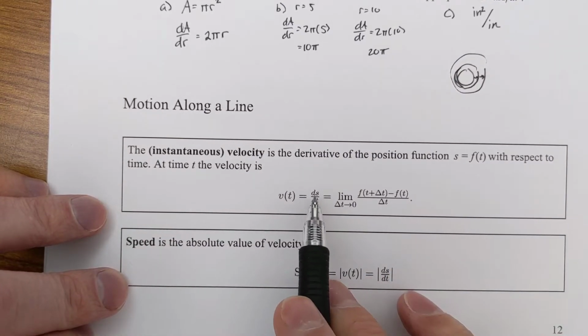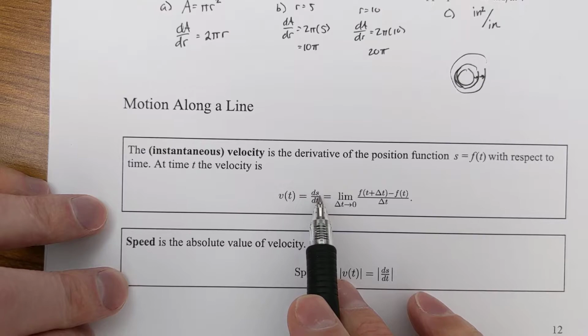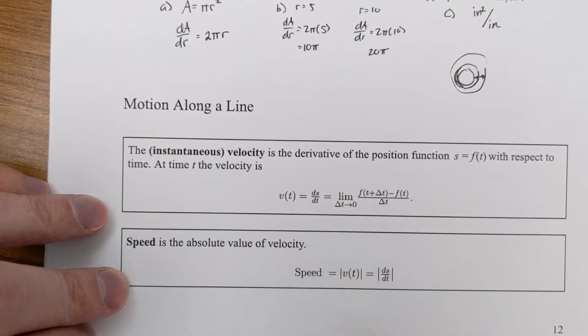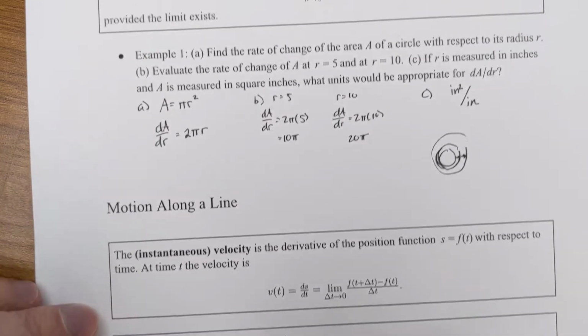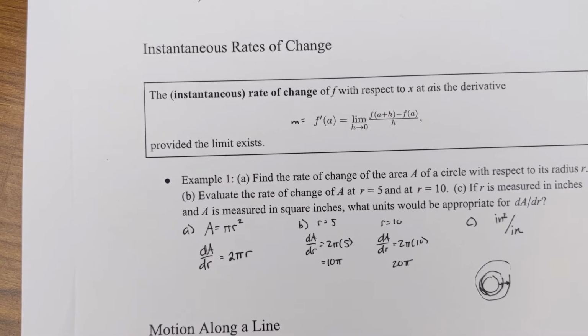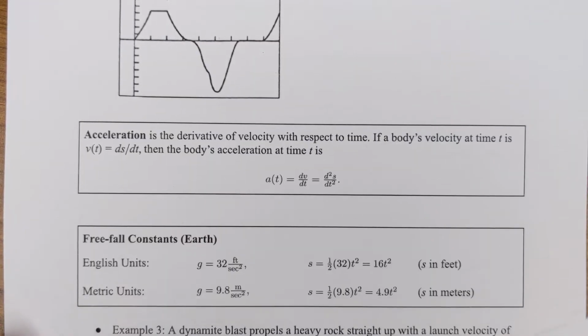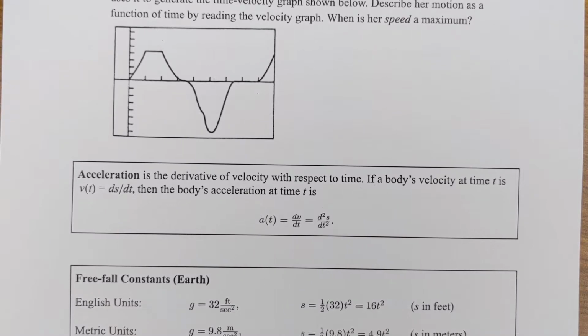Okay, motion along a line. Velocity is just the derivative of the position function, and speed is the absolute value because speed doesn't have direction. So speeds are like 45 miles per hour. Velocity would be 45 miles an hour south, and so on.